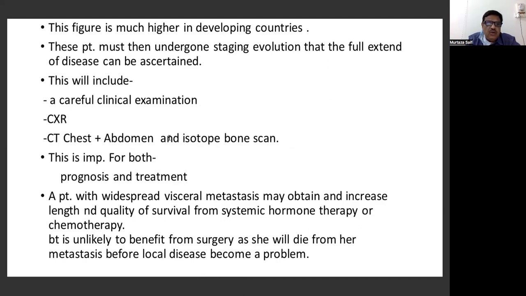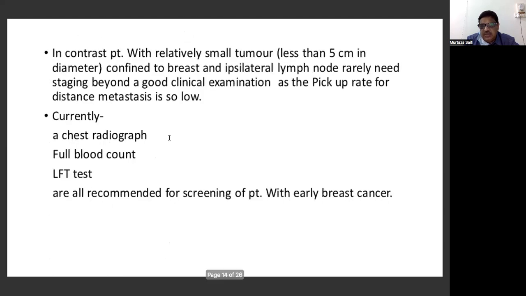This will include a careful clinical examination, chest X-ray, CT chest, CT abdomen, and also bone scan. This is important for both prognosis and treatment. A patient with widespread visceral metastasis may obtain an increased length and quality of survival from systemic hormone therapy or chemotherapy, but is unlikely to benefit from surgery. She will die from her metastasis before local disease becomes a problem. So it is important to look for spread to the lung, liver, bone, and the chest.